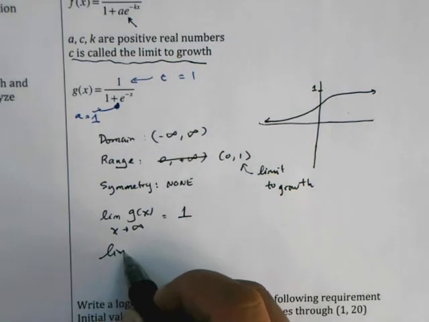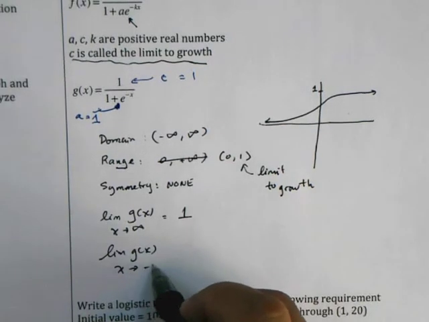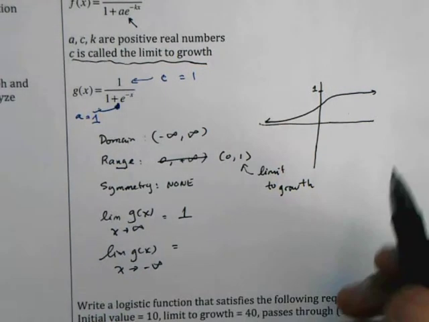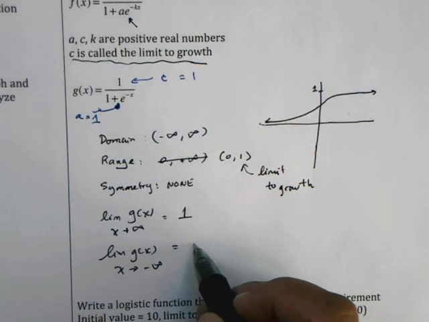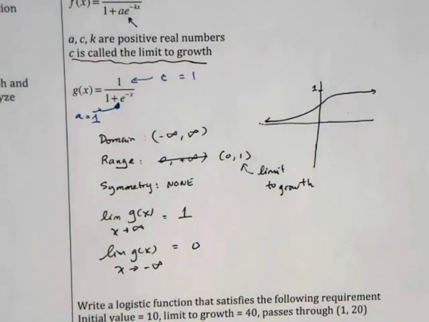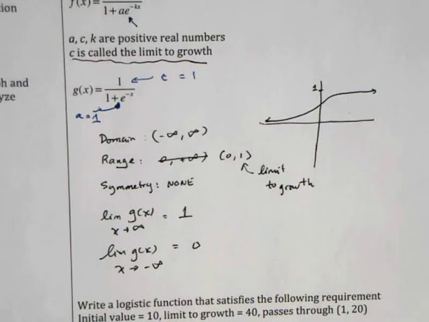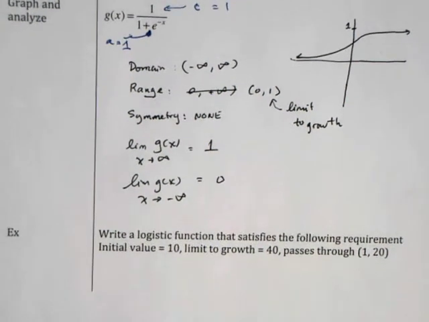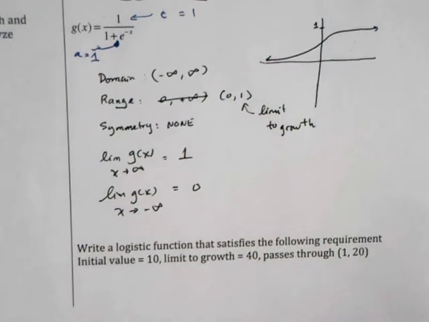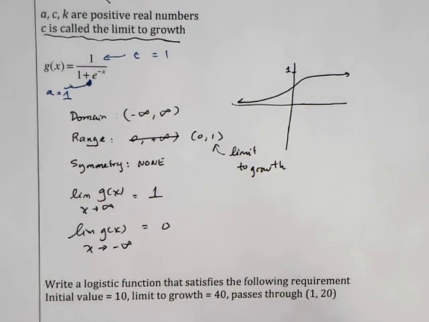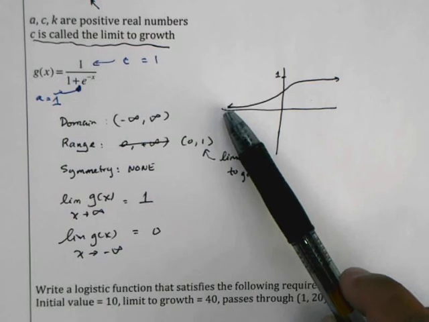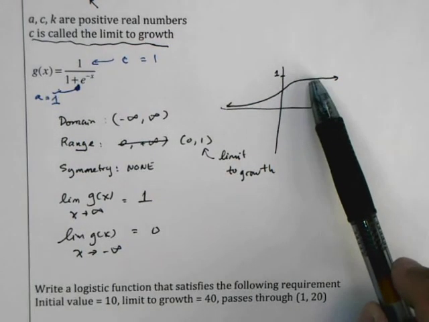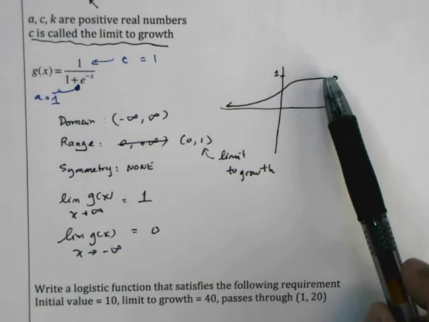The limit of g of x as x approaches negative infinity, you can see from the graph, is going to go closer and closer to 0. So there you have it, just a very brief and general introduction to logistic functions. Watch the following video, where we're going to talk about how to write a logistic function. One of the main features is that it starts out small, it grows quickly, and then it levels out.